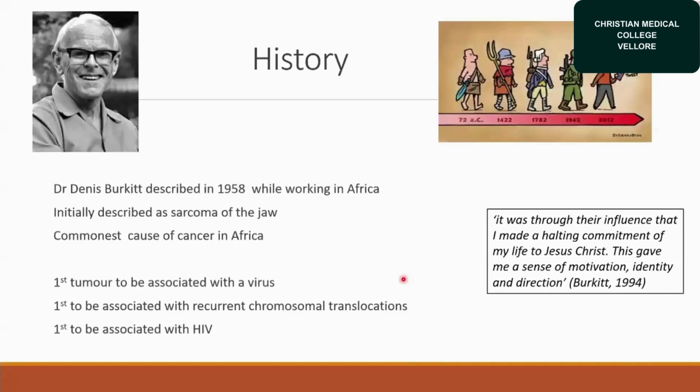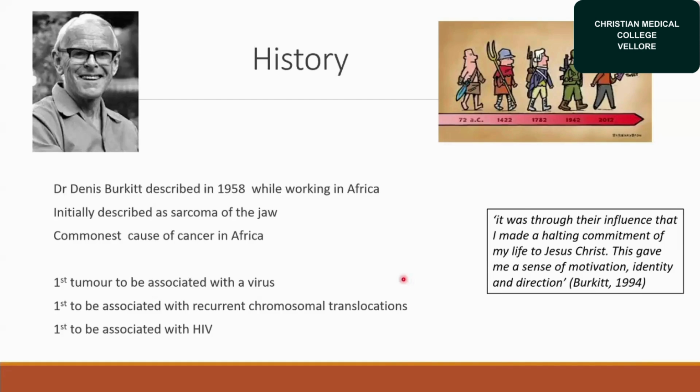Burkitt was first described in 1958 by Dr. Dennis Burkitt while working in Africa. He came across this set of children who had large jaw masses, and he called it a sarcoma of the jaw. And this was at that point the commonest cause of cancer in Africa. Burkitt has the notoriety of being the first tumor to be associated with a virus, EBV, and the first to be associated with recurrent chromosomal translocations, which are MYC rearrangements. And it is also known to be the first lymphoma which is said to be associated with HIV.